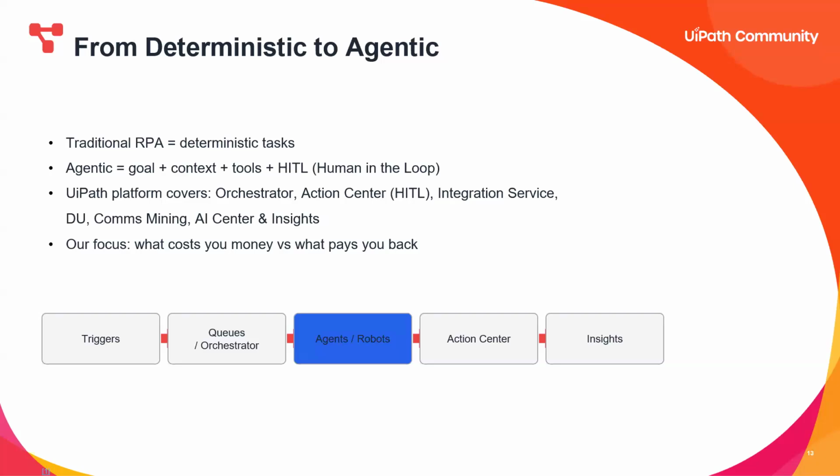And the focus is what costs your money versus what pays you back, where agents will help you with a goal to achieve, an objective to achieve, not just a series of fixed steps. And in context, it understands the situations. So this is about the ROI part.